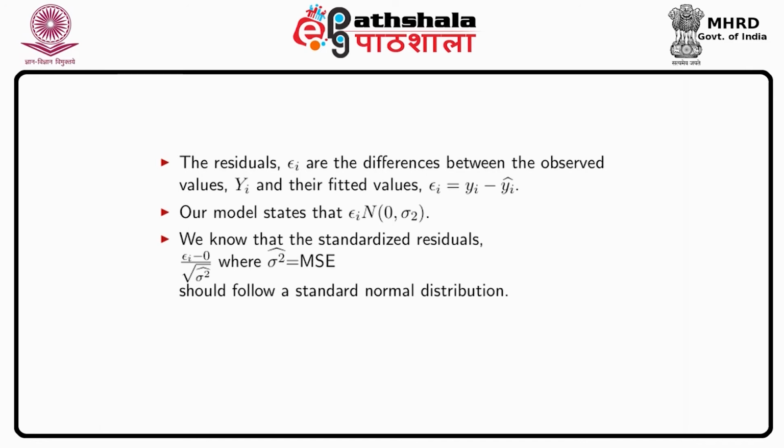So the model assumes that these error terms epsilon i follow a normal distribution with a mean of 0 and variance sigma square. So we know that the standardized residuals would be of the form epsilon i minus 0 divided by sigma hat, or the standard deviation, which is the most common way of standardizing any quantity by subtracting the mean and dividing by the standard error, where sigma hat square, which is the variance of the normal distribution, is also otherwise known as the mean square error. So the standardized residuals are supposed to follow a standard normal distribution with a mean 0 and variance 1.